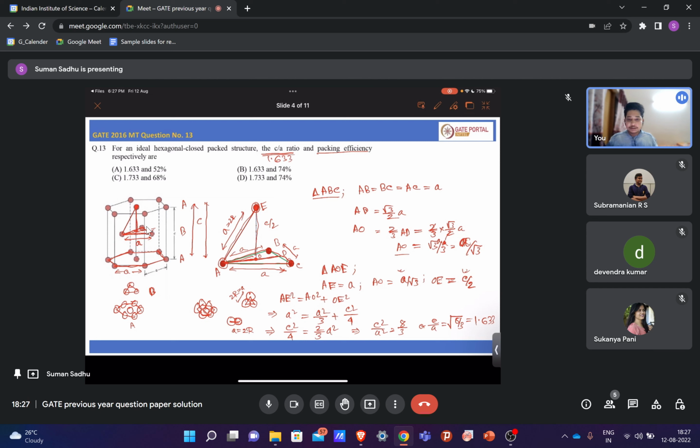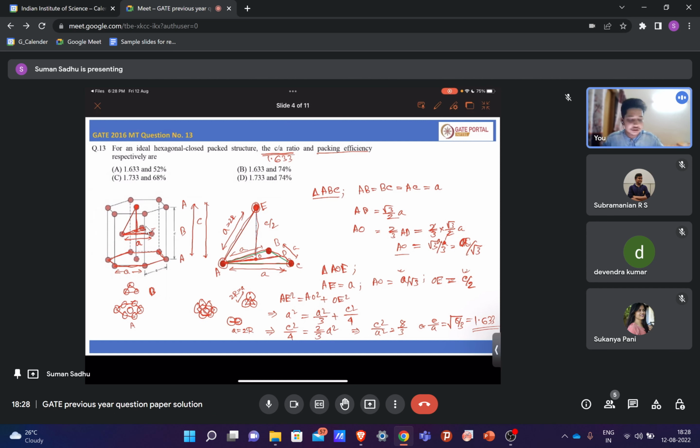Remember, this is for the ideal hexagonal crystal structure, but in reality some crystal structures are distorted. In that case the c by a ratio may not be equal to the ideal ratio. It may be a bit less than this ratio, or maybe higher than this ratio.